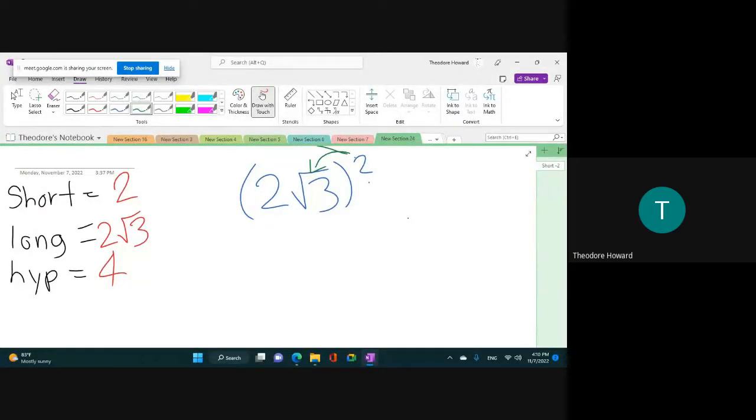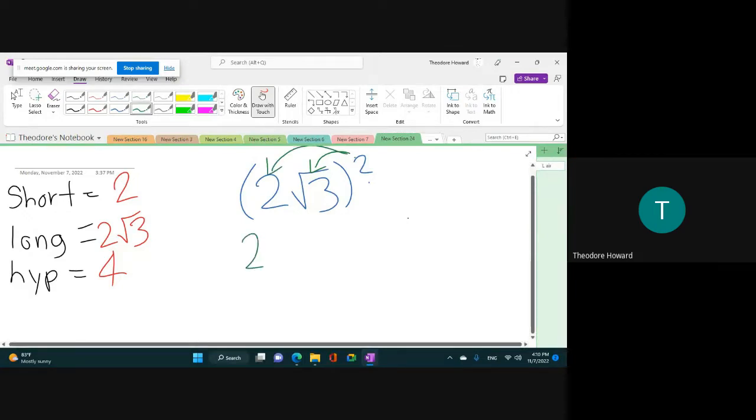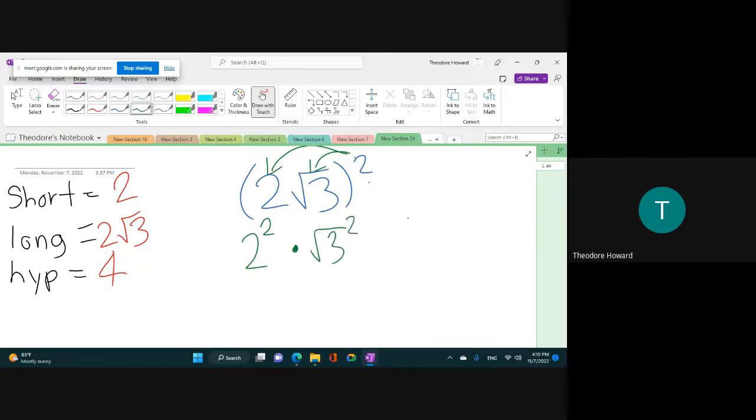Remember how we do it. 2 what? 2 squared. And then the square root of 3 squared, but the square root right there cancels out. So that's going to be 2 squared times 3, which is 4 times 3, which is 12. Okay, we're going to do one more problem like this, and then after that, we are going to be done with it.